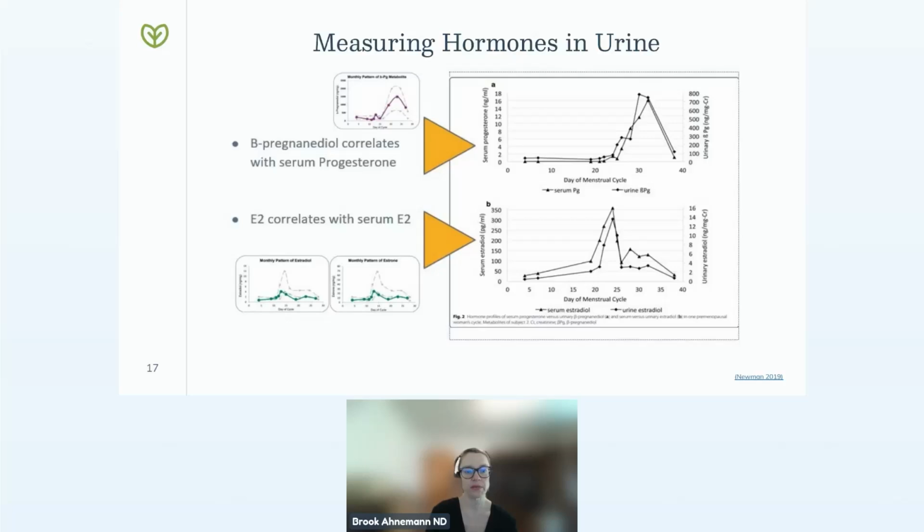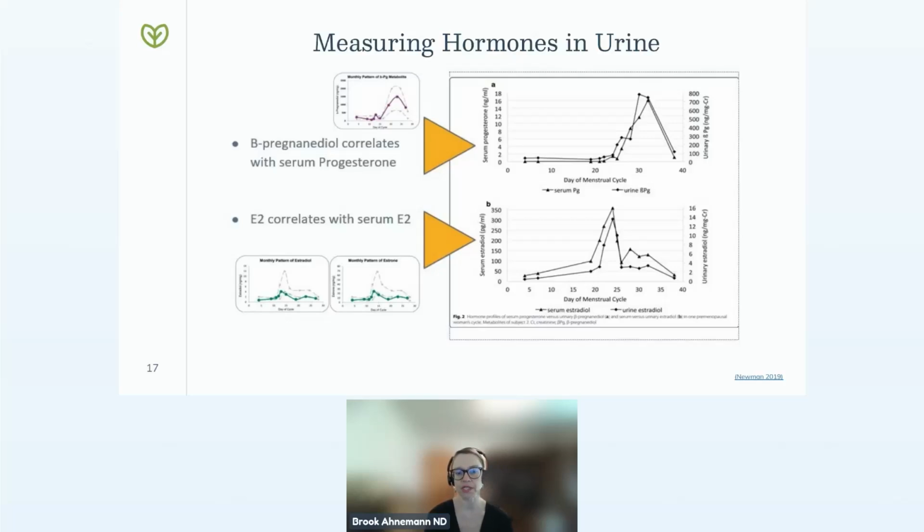So, a little bit of note about measuring hormones in urine. You'll see on the cycle map that we use beta pregnanediol as the surrogate marker for progesterone output. That's because we don't really pee out progesterone, we pee out the progesterone metabolites, alpha and beta pregnanediol. The beta pregnanediol correlates really nicely with serum progesterone at all points in the cycle. We have that comparison listed on that top right graph, where we've plotted urine beta pregnanediol compared to serum progesterone throughout a cycle. And then it's the same thing with urinary estradiol.